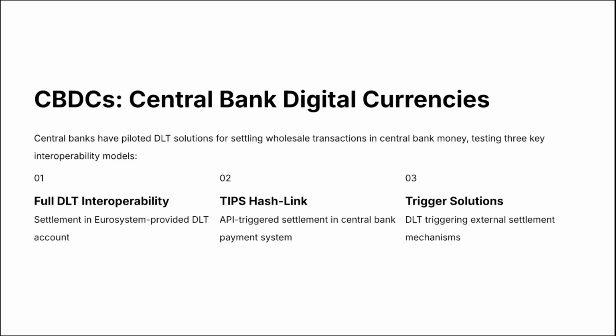The TIPS hashlink approach integrates a DLT platform with the Eurosystem's TIPS payment service via a cryptographic hashlink mechanism. Settlement still occurs in the traditional system, but it's securely coordinated with DLT activities, maintaining continuity with the existing layer. And then the third model is the trigger solution. Here, a DLT-based smart contract initiates settlement externally through an API, typically in a central bank RTGS system.